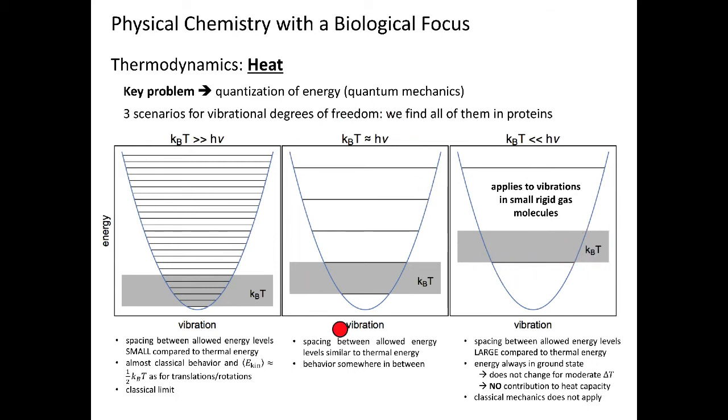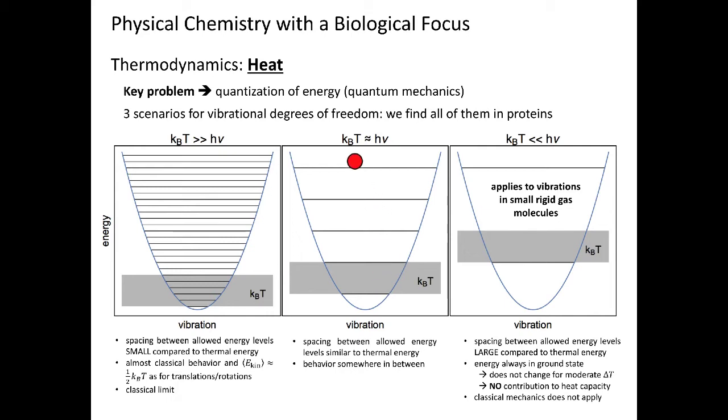Now, in addition, we can have something in between. The thermal energy is similar to the energy spacing, and now we are essentially sitting somewhere in between. Classical mechanics doesn't completely apply. We won't expect an average kinetic energy in these vibrations of 1/2 kT. It is quantum mechanical, of course, but it's not in the case where classical mechanics doesn't apply at all anymore. We are able thermally to excite these vibrations, but essentially we are somewhere in between.